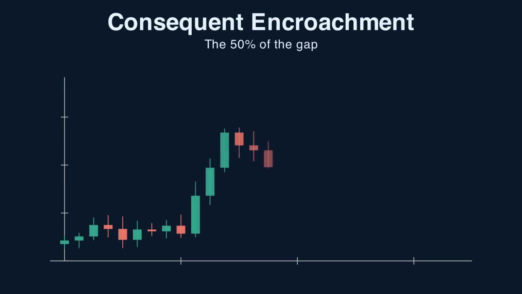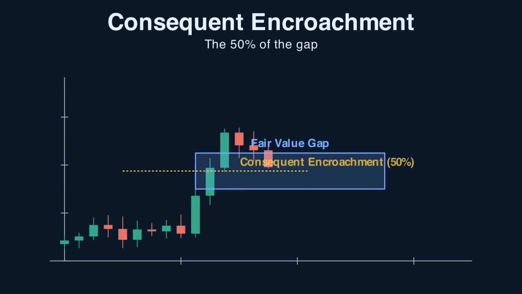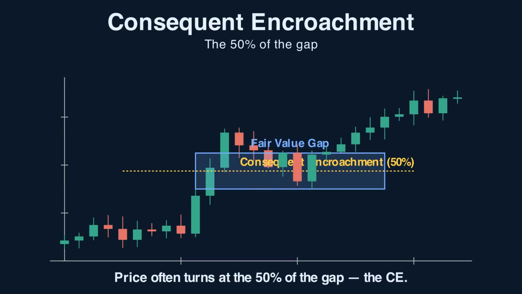Stage 3, execution. Your entry is the consequent encroachment, the 50% of the gap for maximum precision or the proximal edge if you want a more conservative fill. The CE is where the algorithm most reliably reacts, so a limit order there gives you the tightest possible entry into the move. This is why the fair value gap is prized. It turns a general area of interest into a single exact price. You're not buying a zone and hoping. You're entering at the level institutional flow respects.